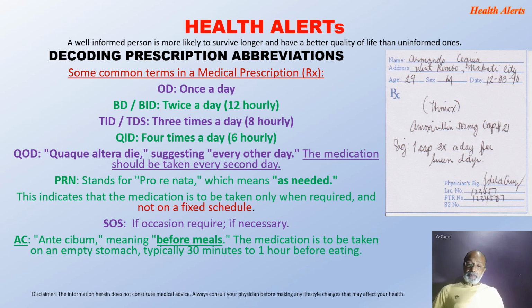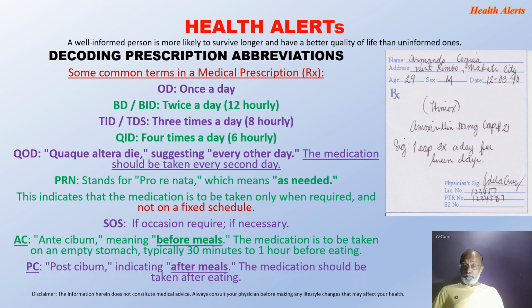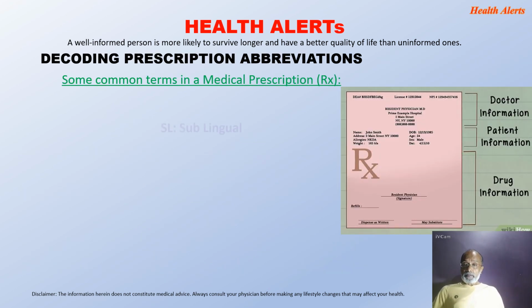AC means before meal. The drug has to be taken before meal if AC is mentioned. For example, many products like omeprazole, pantoprazole, which are usually taken early in the morning on an empty stomach or before meals. PC stands for after meals. That is, that medication has to be taken after meal. If SL is mentioned, that means the drug has to be used sublingually, below the tongue.